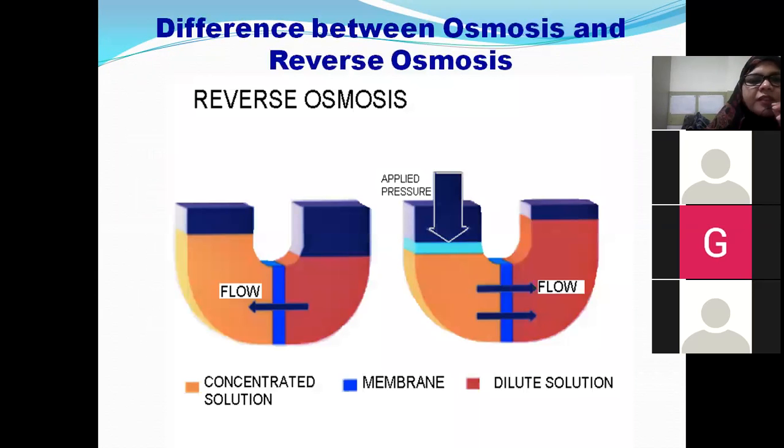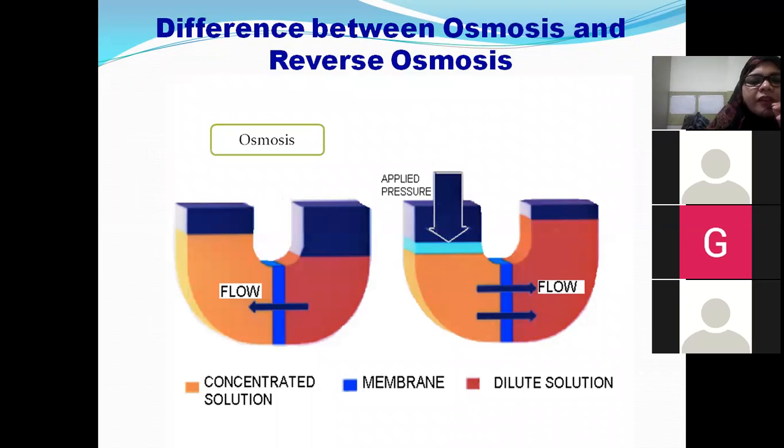So I have just shown the difference between osmosis and reverse osmosis. So ये आपका osmosis हो रहा है from lower concentration to higher concentration. The red color you can see that is dilute solution. Blue वाला जो है that is membrane, and जो pink orange color दिख रहा है that is the concentrated solution. So in osmosis, it is from the dilute solution, lower concentration, to higher concentration side flow. And in reverse osmosis, you can see pressure is applied, and from higher concentration to lower concentration, the flow of water is there. Okay, so this is the difference between the osmosis and reverse osmosis.